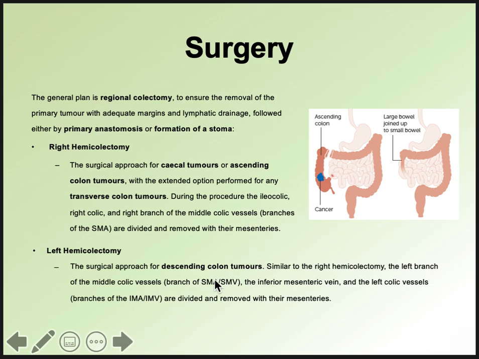With the right and left hemicolectomy, there are certain vessels and lymph supply which will have to be removed alongside the area where the tumor has affected the colon. So for the right hemicolectomy, the ileocolic, right branch of the middle colic are divided and removed with their mesenteries. And with the left hemicolectomy, it's the left branch of the middle colic, inferior mesenteric vein, left colic vessels, and these are divided and removed with their mesenteries.